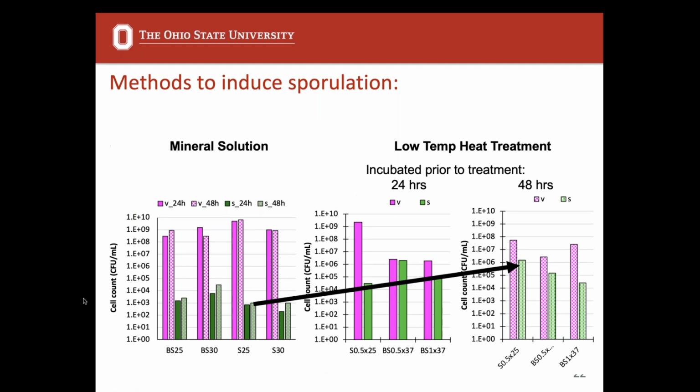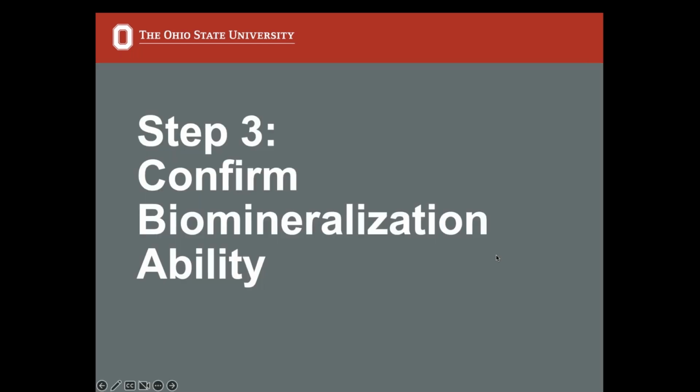And so what we saw, mineral solution results are on the left. We had decent sporulation, 10 to the 3rd numbers of cells per milliliter. And we're just looking at the green right now because we just care about the spores. But we saw a much increased numbers of spores through low temperature heat treatment. So we decided to go with heat treatment from here on out in order to maximize spore quantities.